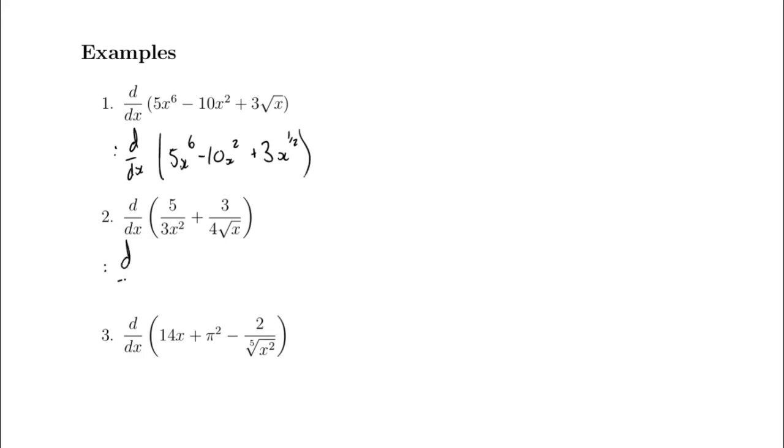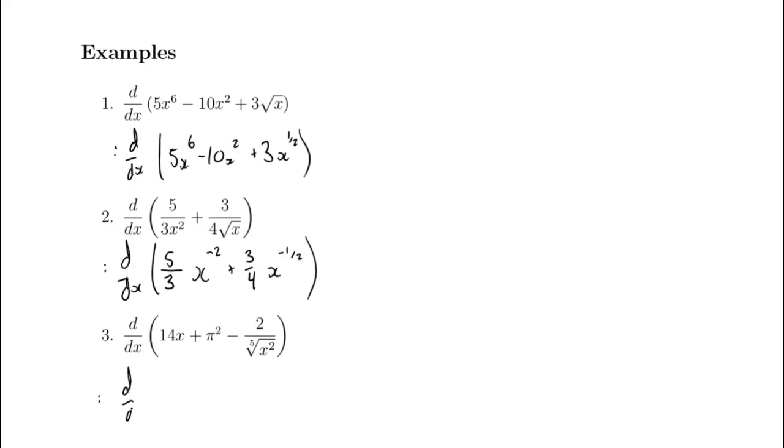Similarly, I'll rewrite my second one. I'm going to notice this is a negative exponent. I'll factor my coefficient out. So this is really 5/3 times x to the negative 2. And then similarly here, I have 3/4 times x to the negative half. Negative exponents are really things in the denominator. That square root is an exponent of half, so that's what we've got.